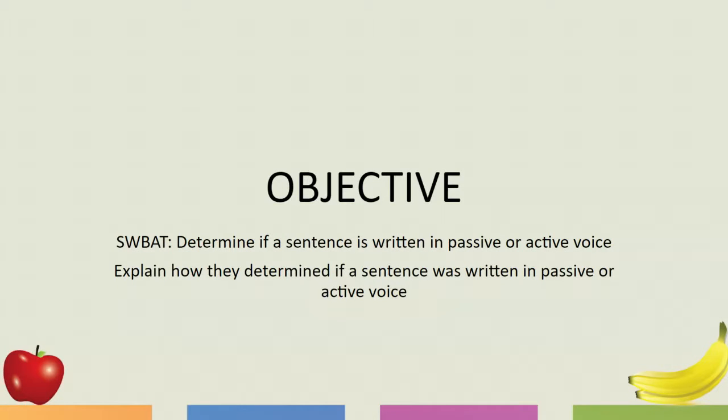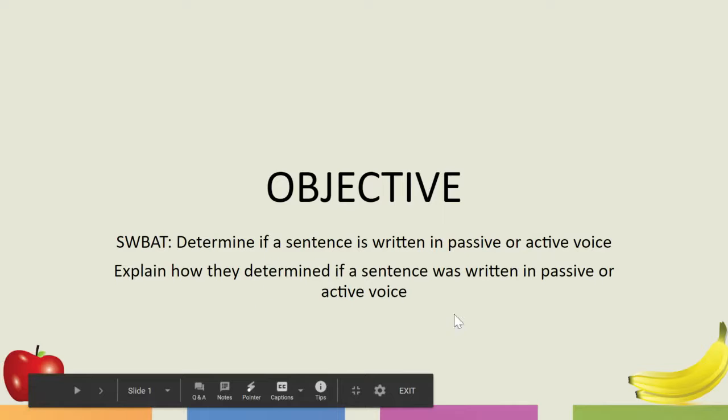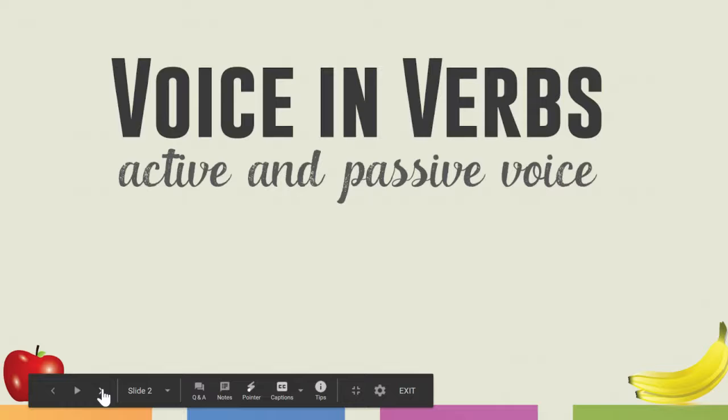Here is our learning objective for the day's lesson. Determine if a sentence is written in active or passive voice. Meaning, by the end of this lesson, you should be able to know the steps to determine if a sentence is written in active or passive voice, and you will explain how you determine. So basically, you're not just telling me you know, you're telling me how you know.